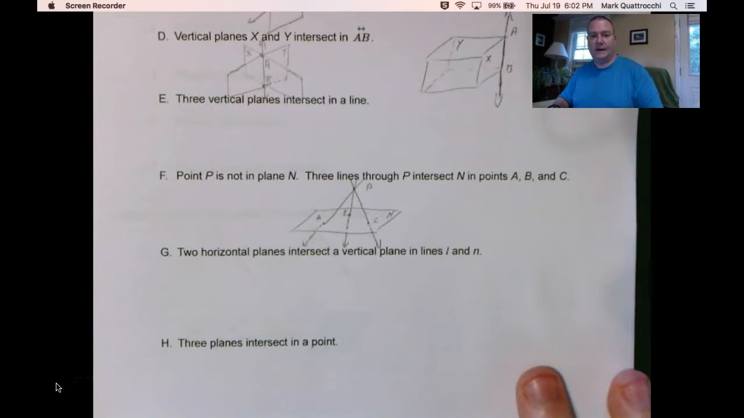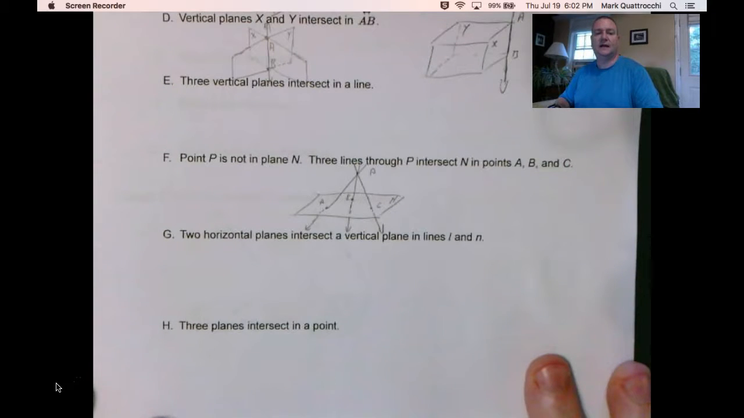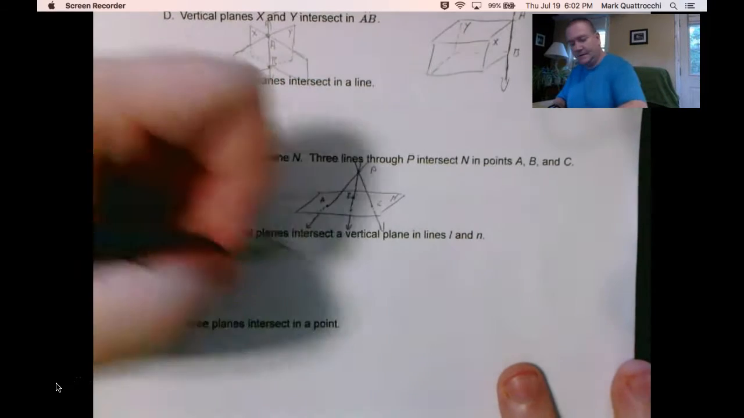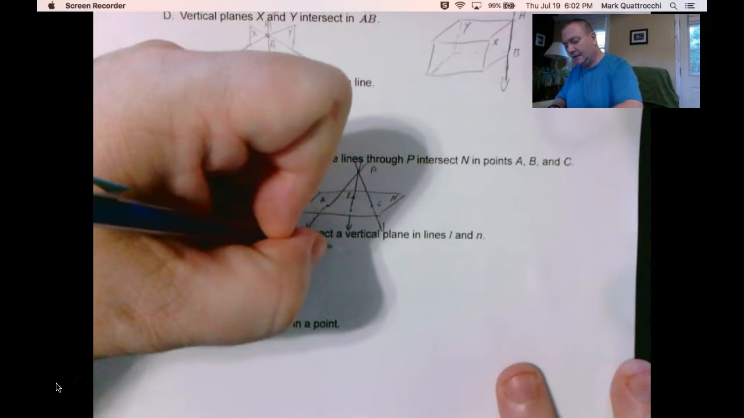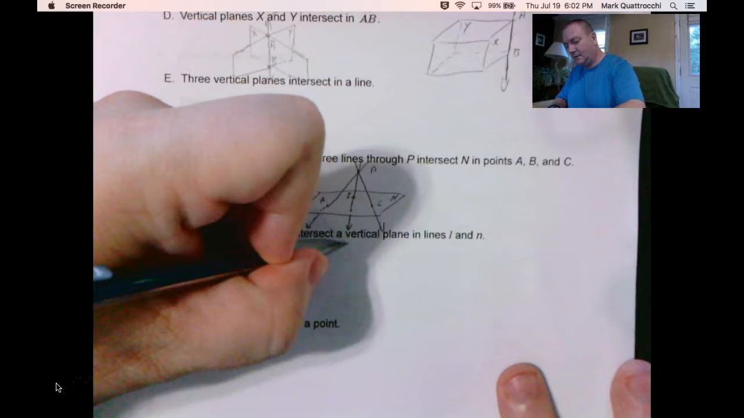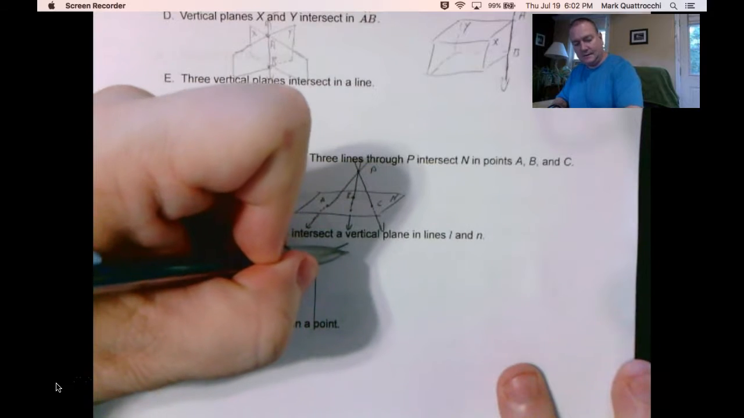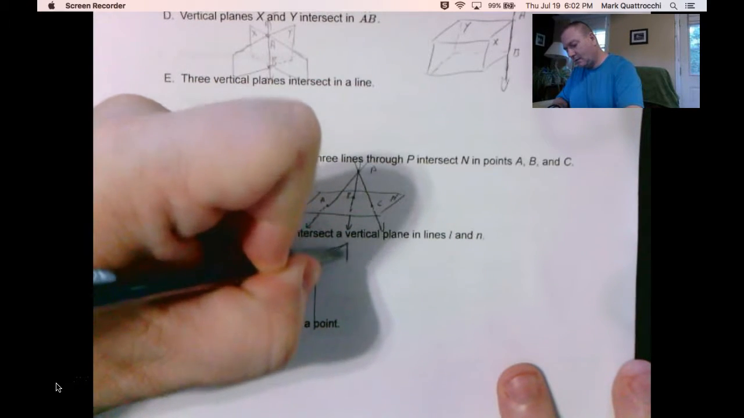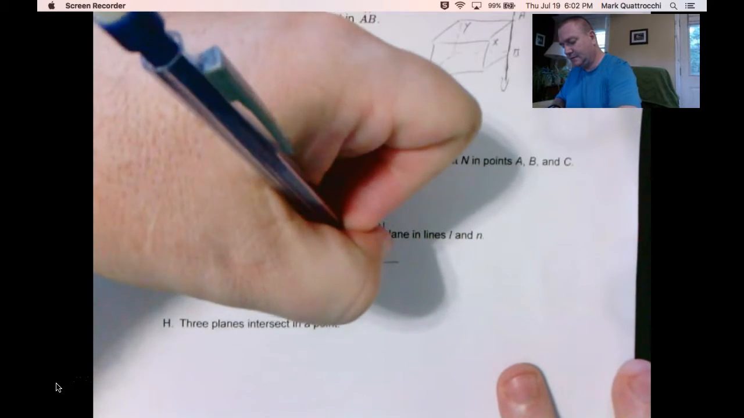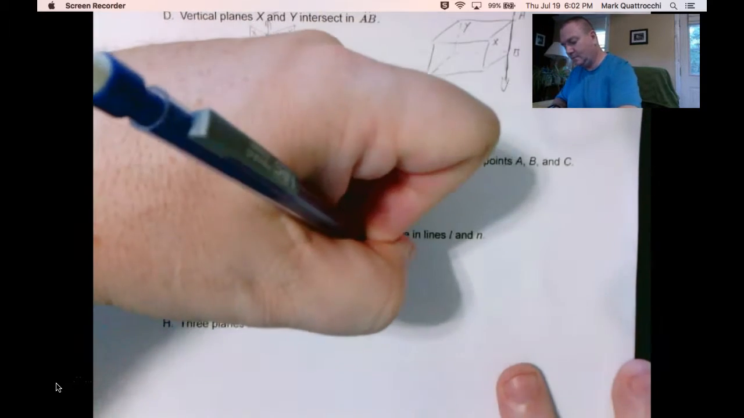There's part F, part G. 2 horizontal planes intersect a vertical plane in lines L and N. So we have 2 horizontal planes. And again, I'm going to start off by drawing the top and the front of the vertical plane. And then this time I'm going to draw maybe a quarter of the back of the vertical plane. Then I'm going to start first with my 2 horizontals. Dotted because it's hidden, comes out.